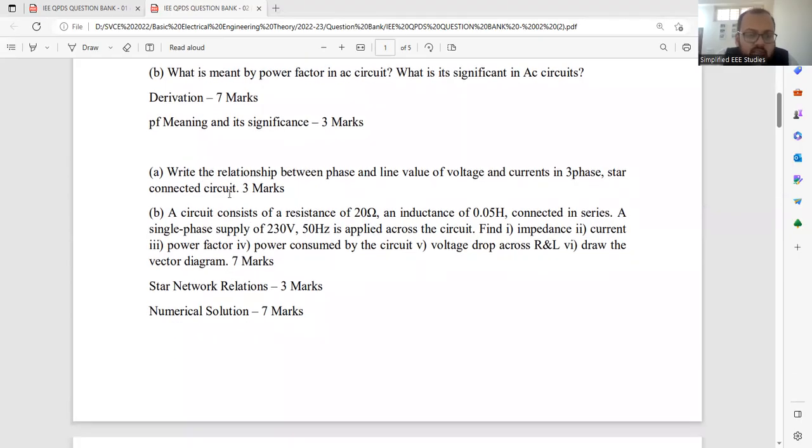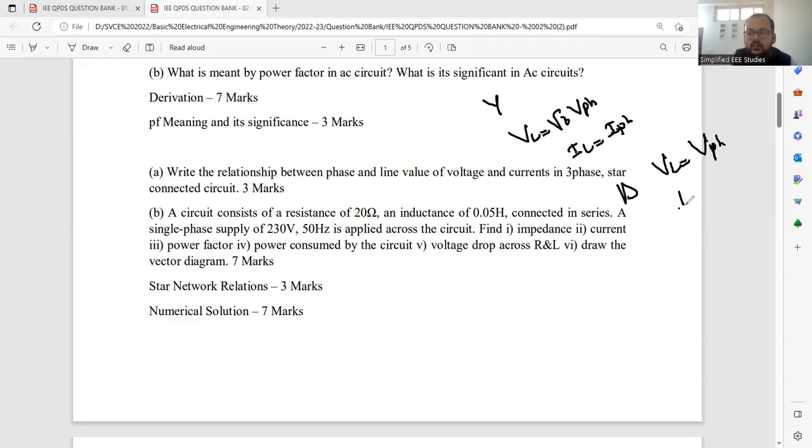Fine. Similarly, you have to explain the relationship between star and delta connected circuit. Very, very simple question. Star connection means line voltage is equal to root 3 times phase voltage. Line current is equal to phase current. Draw the circuit diagram also. Delta means line voltage is equal to phase voltage. The line current is equal to root 3 times phase current. This point you have to remember. Fine.